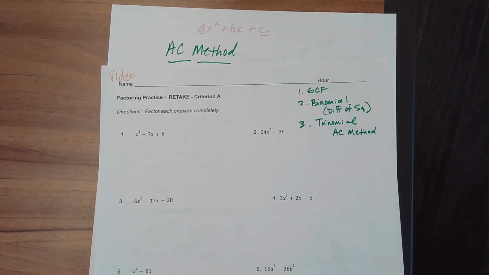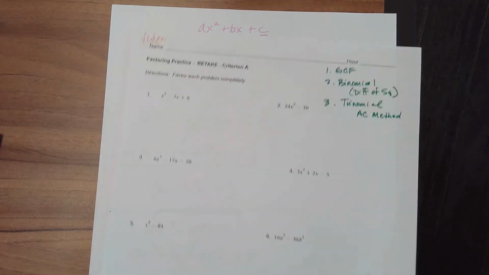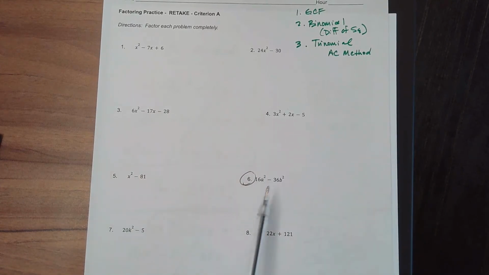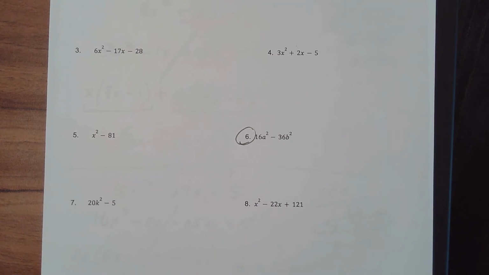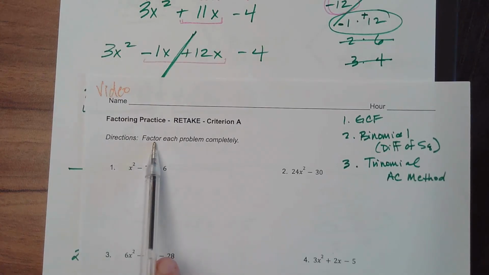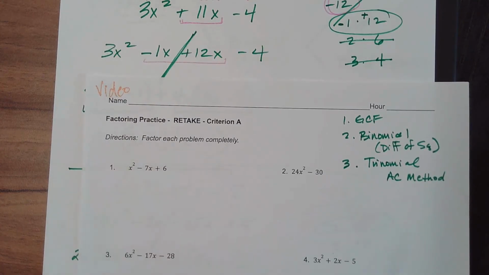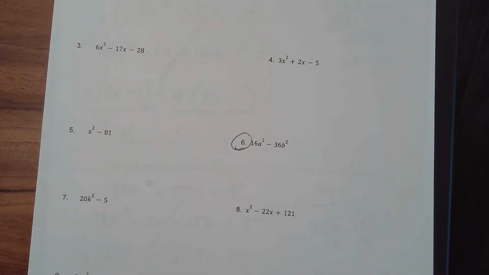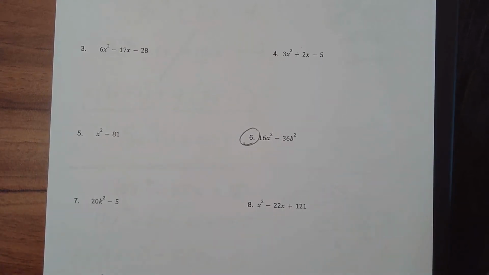So I'm just going to do a couple of these problems on this page. I'm not going to go through all of them, but I'm going to go with number 6, for example. So notice, binomial, 16a squared, 36b squared. I would start by factoring out a GCF. And the reason why is because you want to factor completely. So look at the directions. Factor each problem completely. That includes factoring out any GCF. All right, so what can we factor out of here? I know I can factor out a 2. Could I factor out anything else?